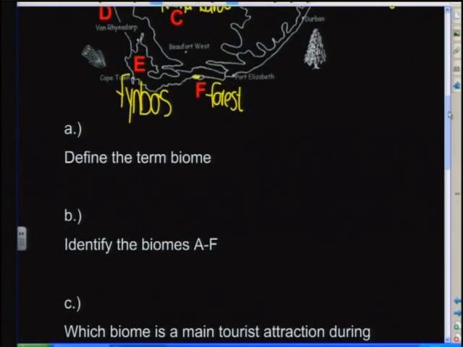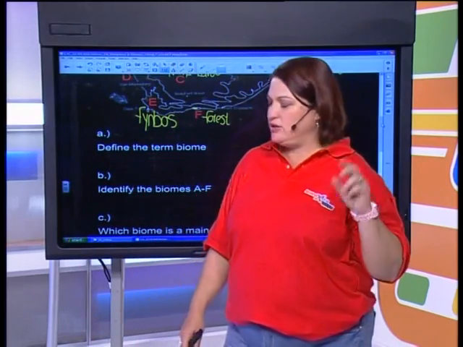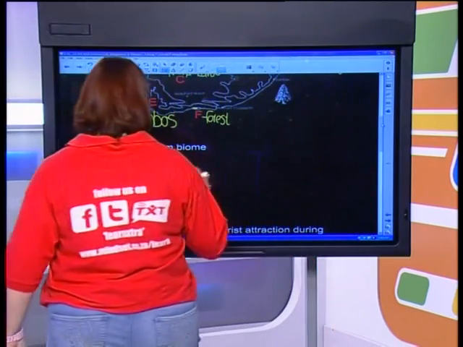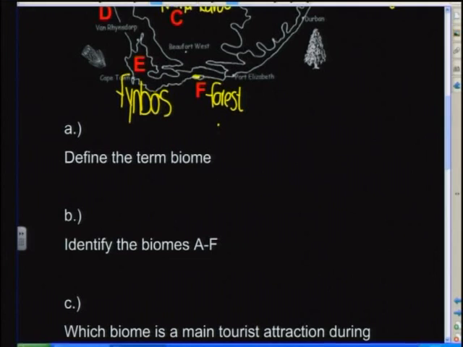Number one, nice and simple. What is a biome? Remember I said terminology here is important. So how would we define a biome? First of all, large area. That's what we must have in your sentence. A large area, all right?